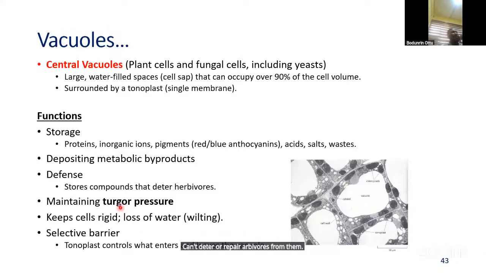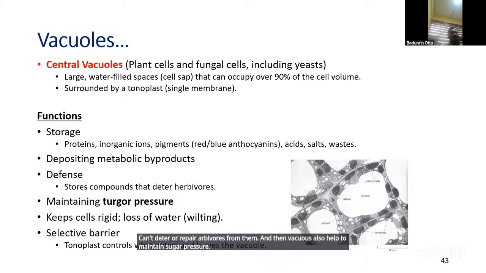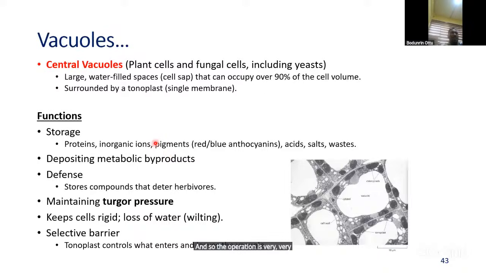And then vacuoles also help to maintain turgor pressure. And turgor pressure is very, very important because it's the osmotic pressure that pushes outward on the cell, and it keeps the plant from wilting. So you want rigidity, right? You don't want loss of water. You don't want wilting to occur. So it is the vacuole that helps to maintain this turgor pressure.